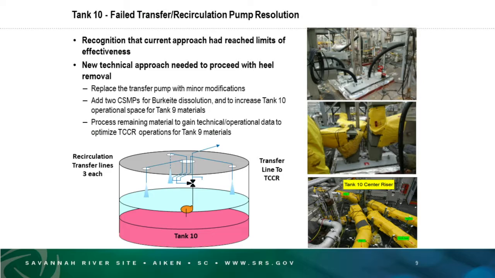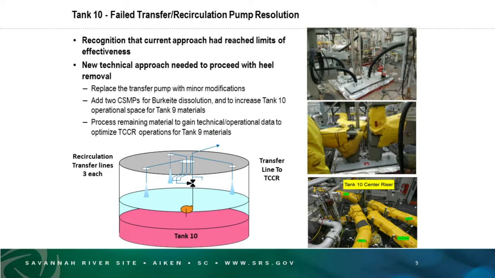And in doing that, of course, we want to work this heel down so we gain more qualification space. That should mean fewer batches. We do want to process the remaining material that we have. Remember, we have about 50,000 gallons left in the tank. We want to go ahead and process that to gain technical understanding and operational data so we can optimize our Ticker operating plan for Tank 9 materials.